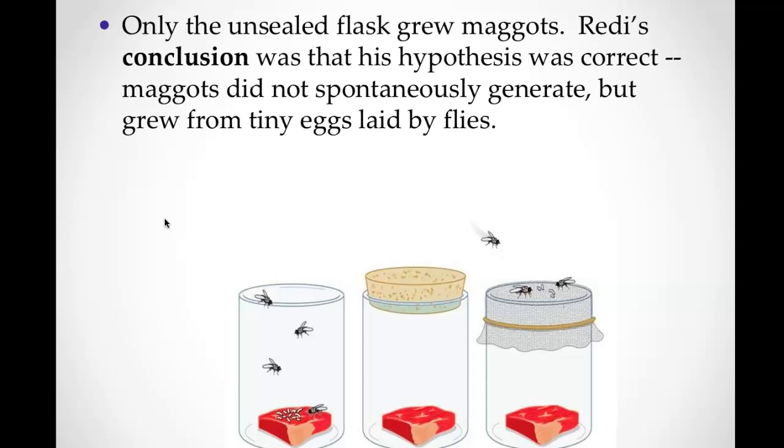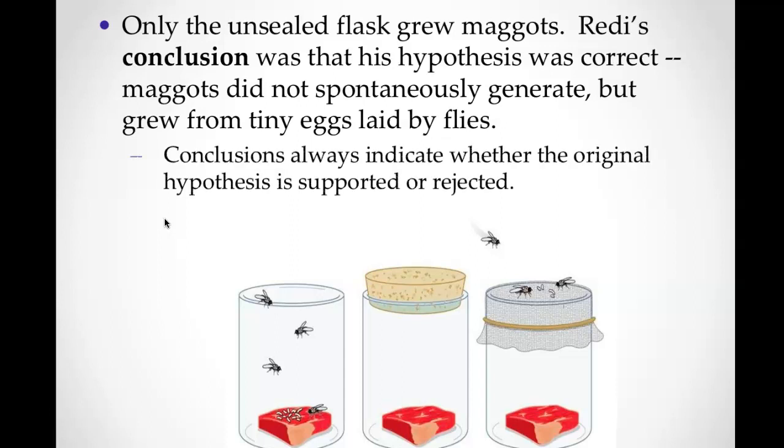And so he made his conclusion, that his hypothesis was correct and that Aristotle was wrong. Maggots did not spontaneously generate, but they grew from tiny eggs laid by these really sneaky flies that were flying in and laying them when nobody was looking. Conclusions are always going to indicate whether the original hypothesis was supported or rejected. In real research, you have to make your conclusions based on statistical analysis.